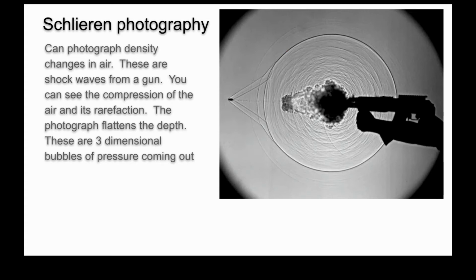Now, it's three-dimensional. You're looking at the edge of a sphere. It's spreading out in all directions, but the Schlieren photography kind of compacts it flat. So you can see these shock waves traveling. Now, these are single pulse shock waves, but in one way you could say the wavelength of this wave is here, and measure the gap.